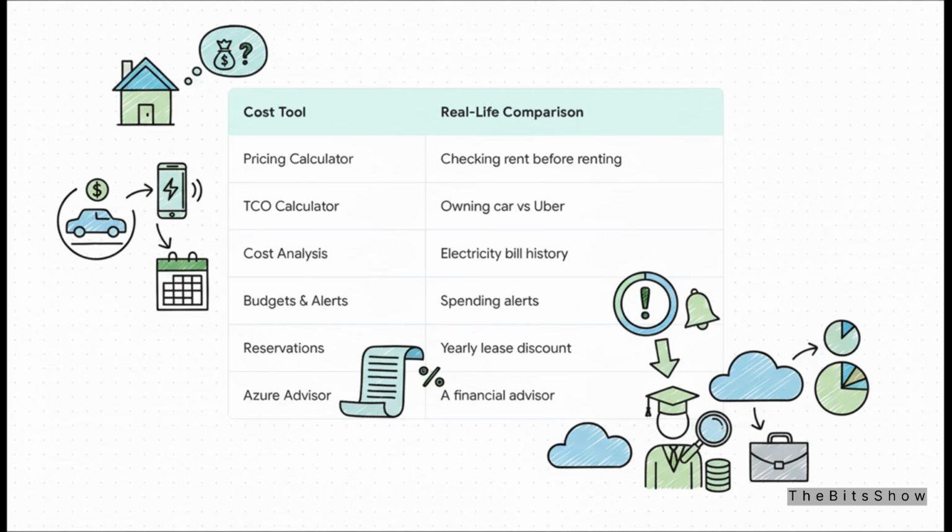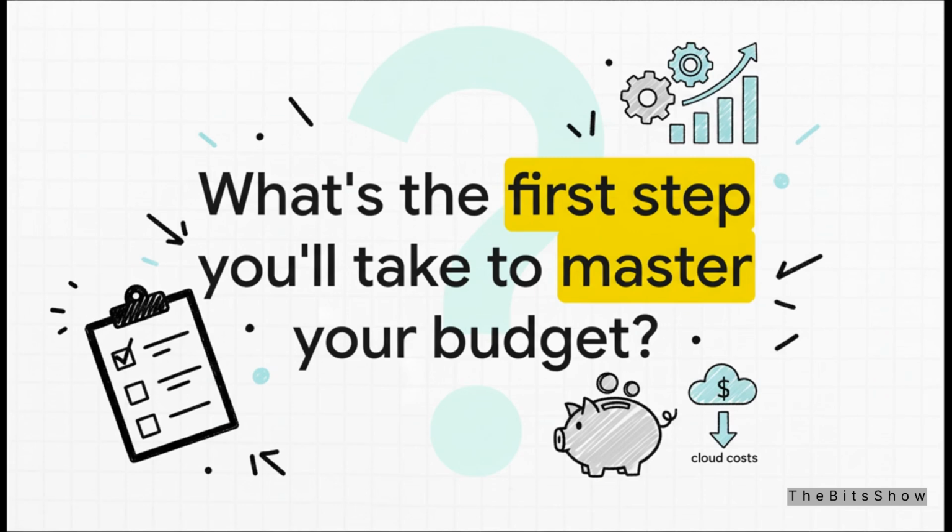Then you lock in huge savings with reservations. That's your yearly lease discount. And you let your personal financial advisor, the Azure Advisor, find even more ways to save. You see, it's a complete, powerful system. We've just walked through the entire toolkit, from planning and tracking all the way to unlocking major savings. The power to get rid of surprise bills forever and to truly optimize your spending, it's literally right at your fingertips. So the only question left is this: which of these tools are you going to use tomorrow to turn your biggest cloud expense into your smartest investment?